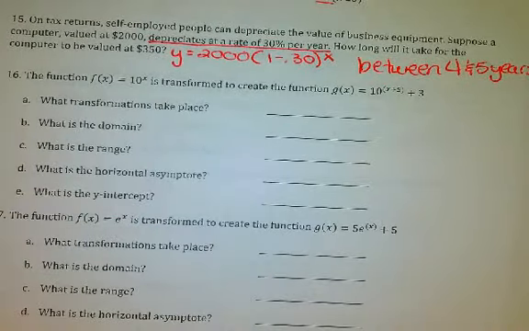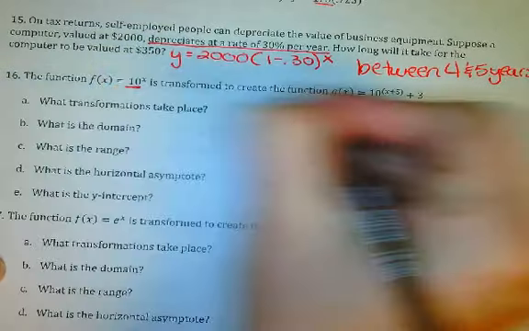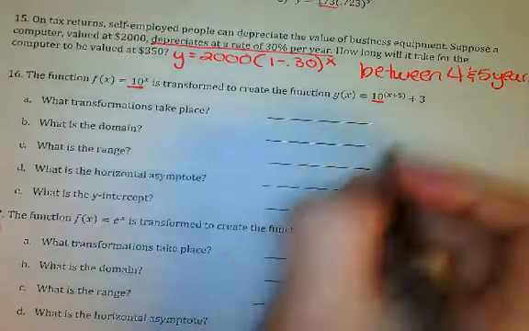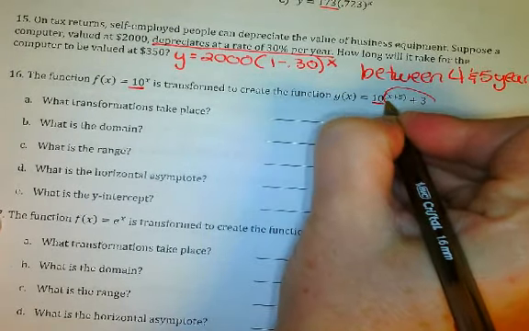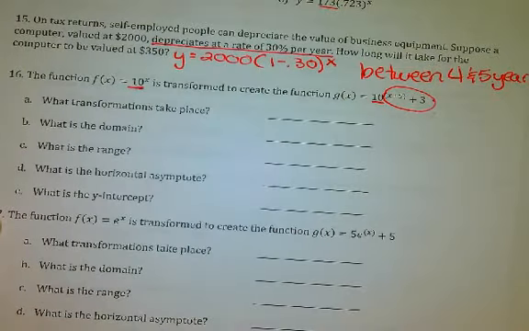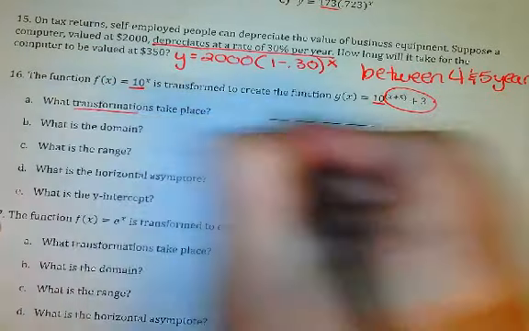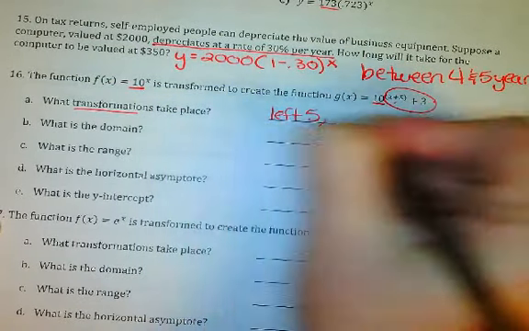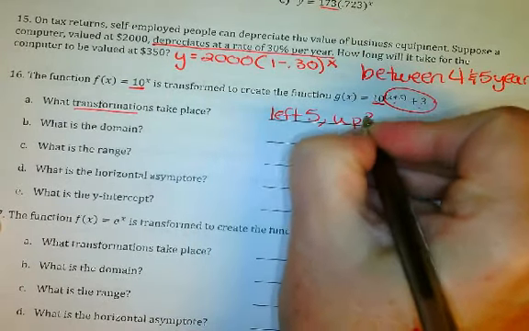All right, on the next one we're just looking at the transformation. So again, this number here is just your base. That just tells you which parent function you're dealing with. This is what's going to tell me about my transformations. So I know just from the transformations that it went left 5, and I also know it went up 3.